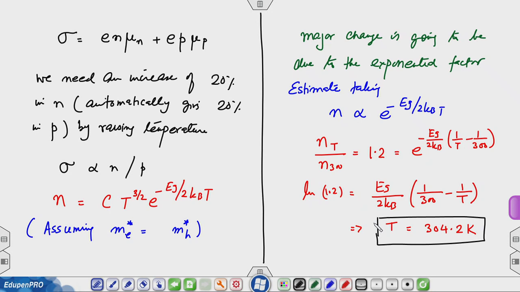I would also like to check if the neglect of T raised to 3 by 2 would make a large difference. If it makes a very small difference, then our estimate is correct. So, at this point we will conclude that delta T of 4K gives 20% increase in conductivity, and let us check that. So, suppose I took this 304 and recalculated the change in n using that T raised to 3 by 2 in front also.